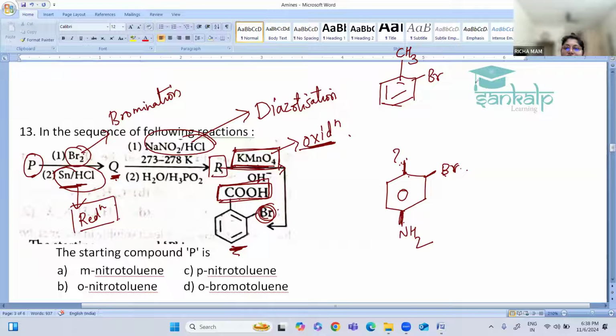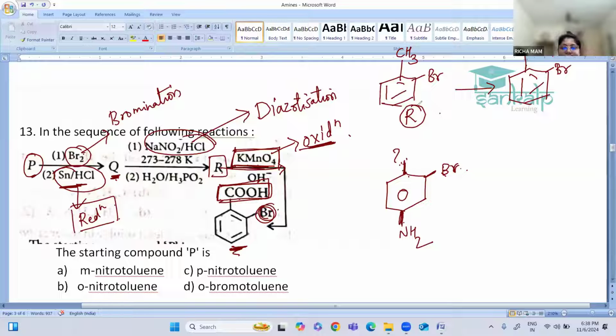Addition of oxygen. So from this, if I take a methyl group, what am I going to get? I'm going to get COOH. So two hydrogens are replaced by OH, OO. Okay, oxygen. So my R should be this.